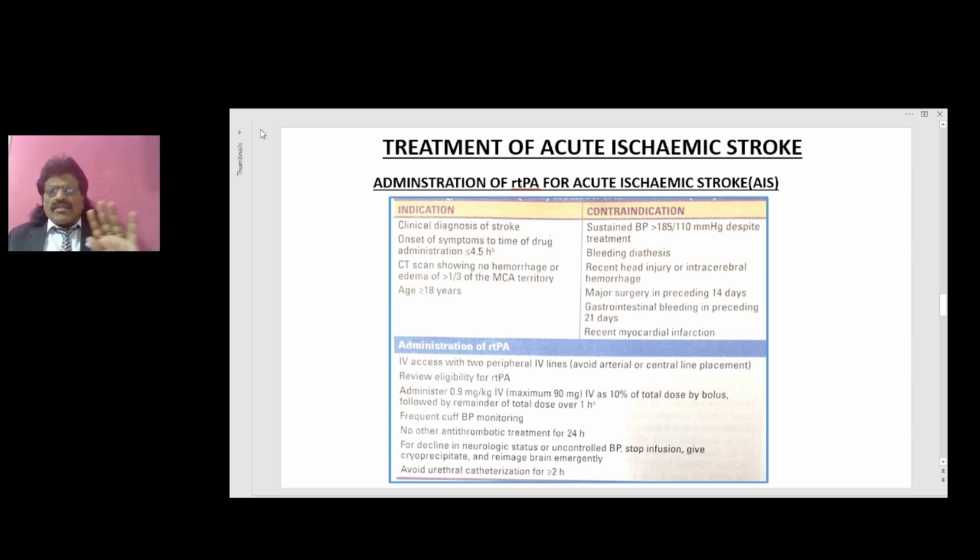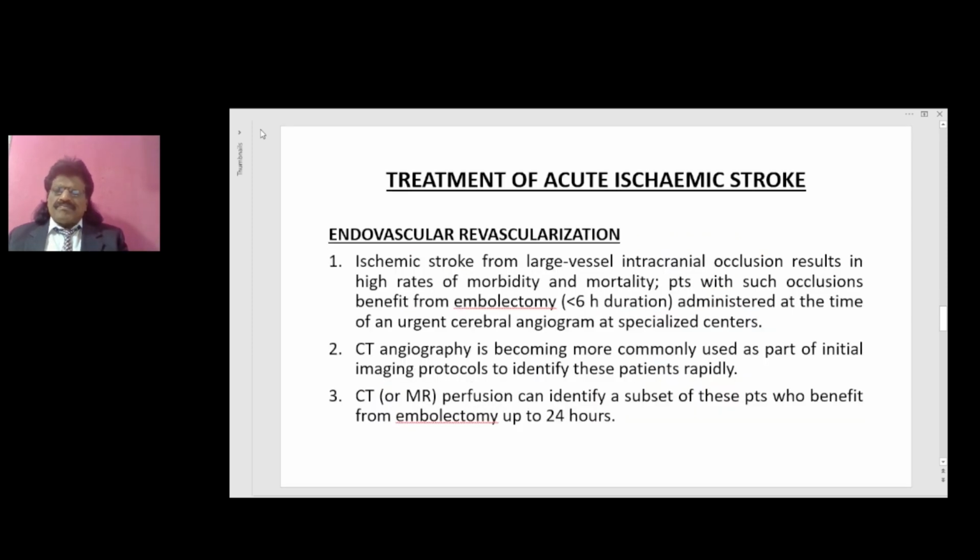No other antithrombotic treatment for 24 hours. For decline in neurological status or uncontrolled BP, stop the infusion immediately. Give cryoprecipitate and re-image the brain emergently to see if there is hemorrhage. Avoid urethral catheterization for more than 2 hours.